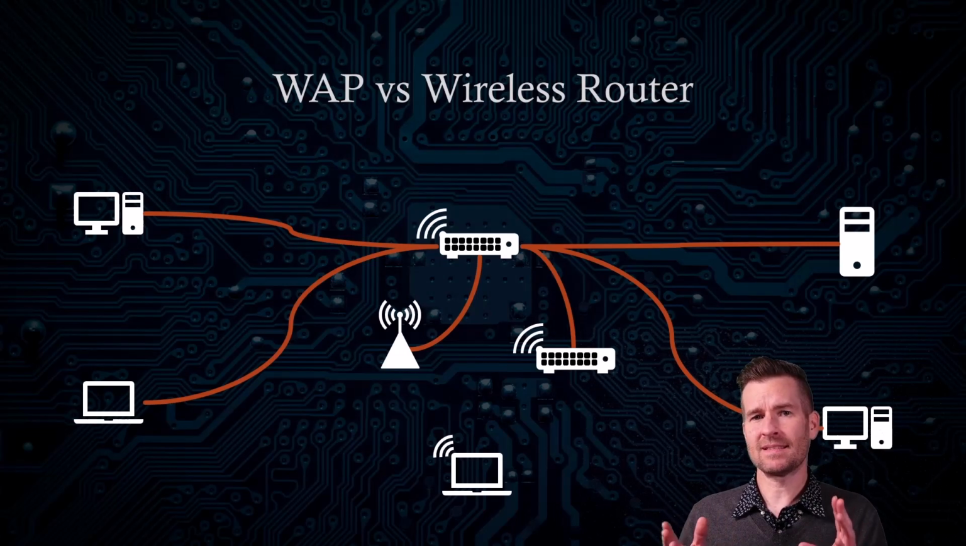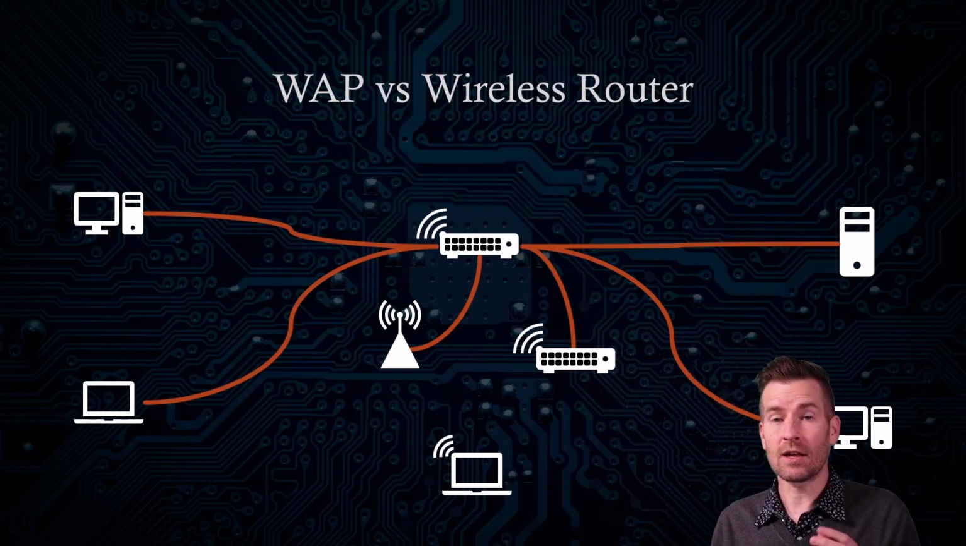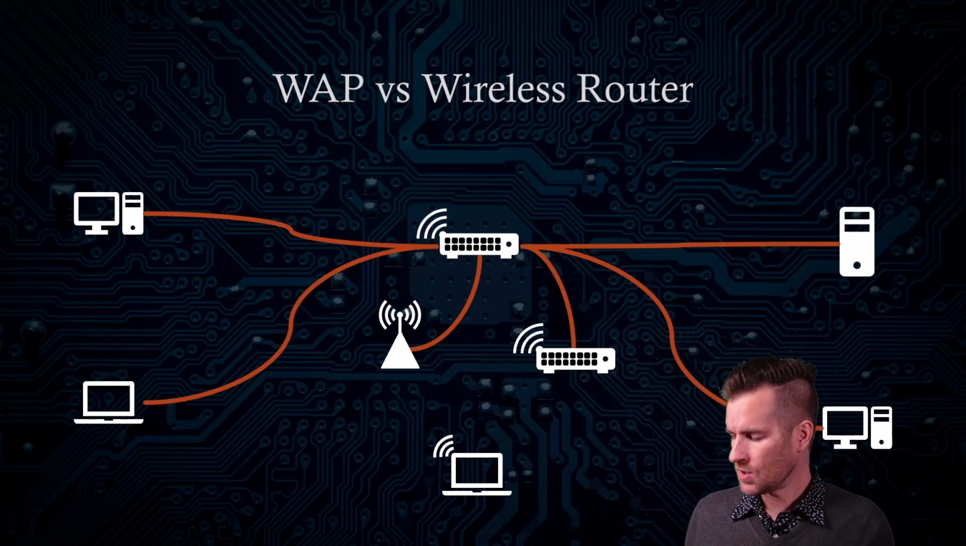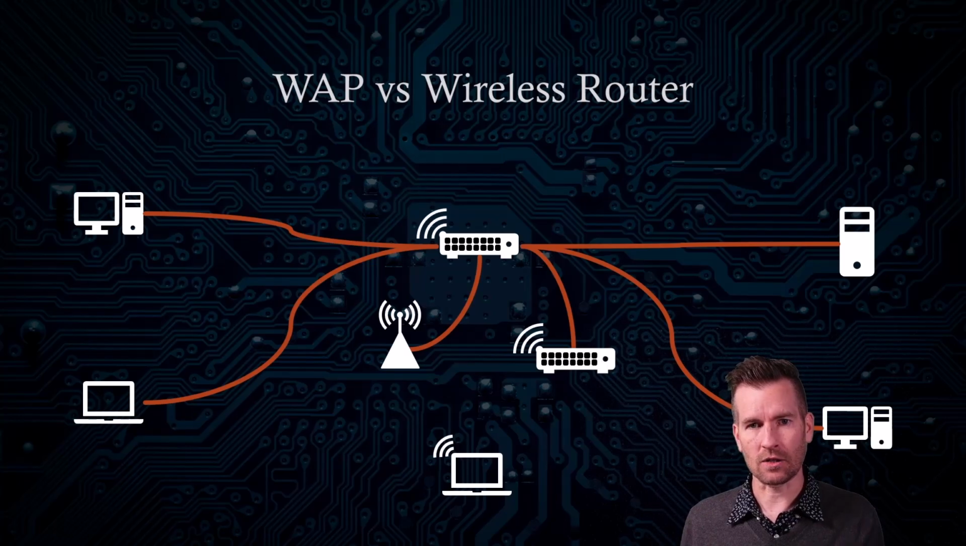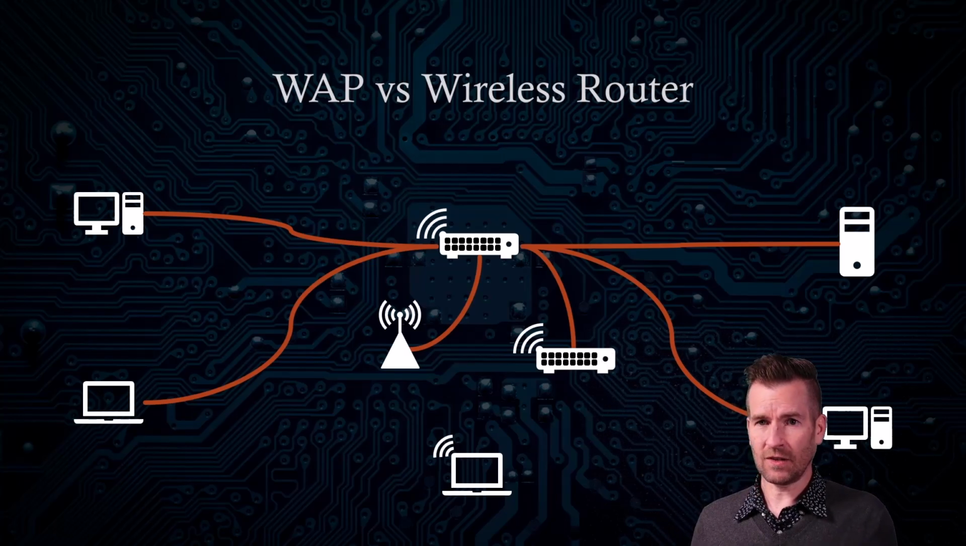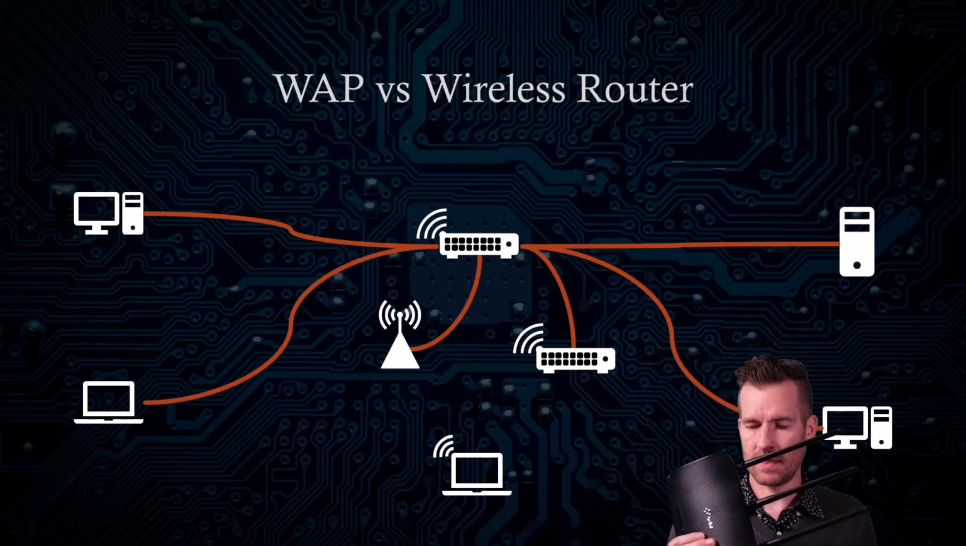Often there's a misconception between what a wireless router is and a wireless access point, and they're used incorrectly at times. So let's cover real briefly what the difference is between a wireless access point and a wireless router. So first of all, what you're probably most familiar with is a wireless router. This is an example of a wireless router.